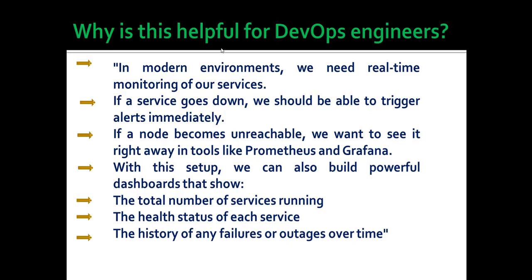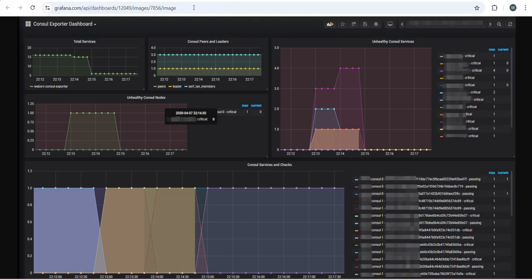Why is this helpful for a DevOps engineer? In modern environments, we need real-time monitoring of our services. If a service goes down, we should be able to trigger alerts immediately. If a node becomes unreachable, we want to see it right away in tools like Prometheus and Grafana. With this setup, we can also build powerful dashboards that show the total number of services running, the health status of each service, and the history of any failures or outages over time. This is the dashboard of Consul exporter.